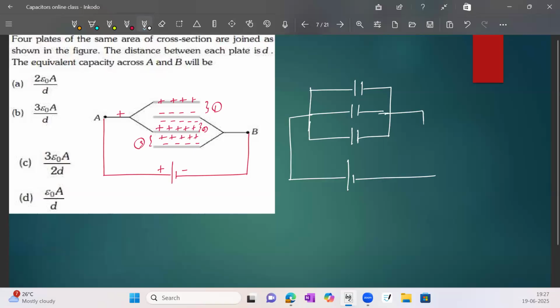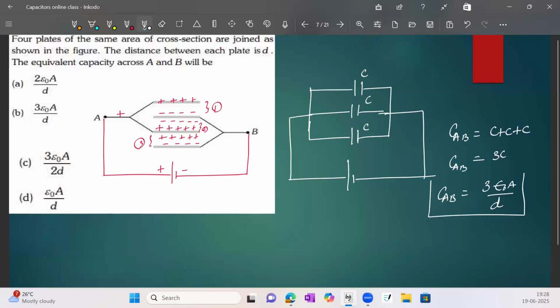So this is C, this is C, this is C. So the equivalent capacitance between A and B equals C plus C plus C. It becomes 3C. They ask in terms of the parallel plate capacitance formula: 3 epsilon naught A by d. So option B is the correct answer.